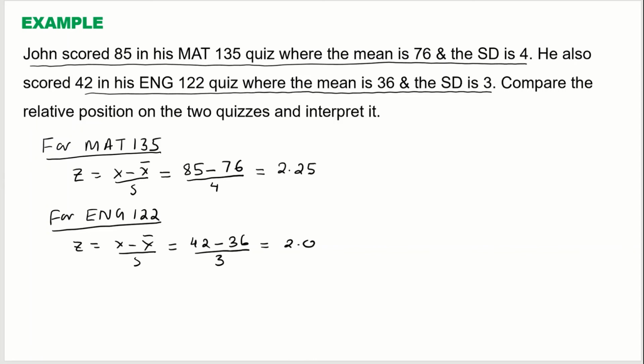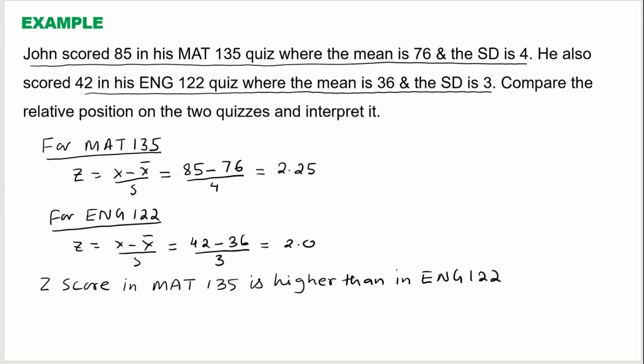So what we see is the z-score in Math 135 is higher than in English 122. And the meaning of that is he performed better in Math 135 when compared to English 122. So John performed better in Math 135 because the z-score is 2.25 when compared with English 122. That is the interpretation.